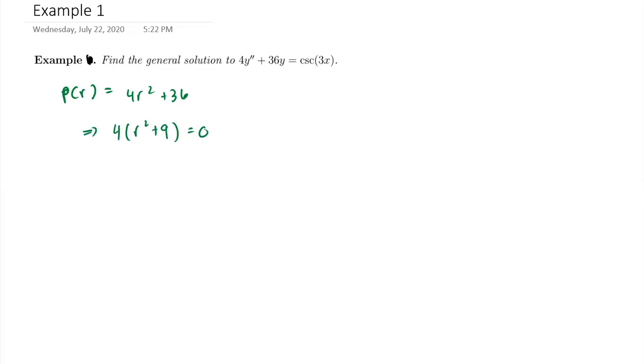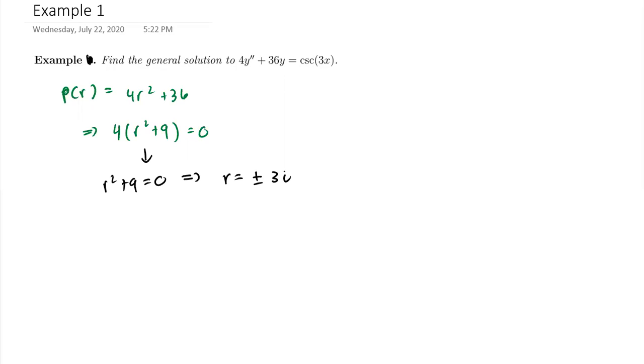Right, so what makes this true? Whenever r squared plus 9 equals 0, which is the same as saying that r equals plus or minus 3i, where again, this comes from the identity that i squared equals -1, or that the square root of -1 is i, right? So we've done this in other videos. That's why I just go directly to this.